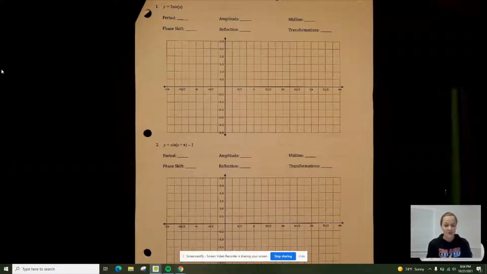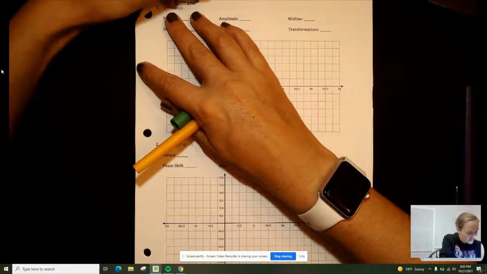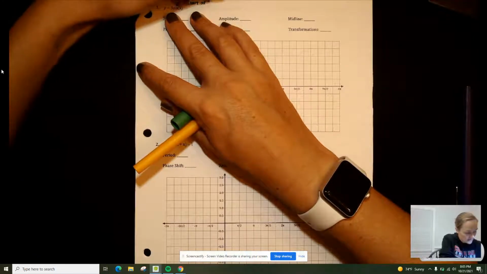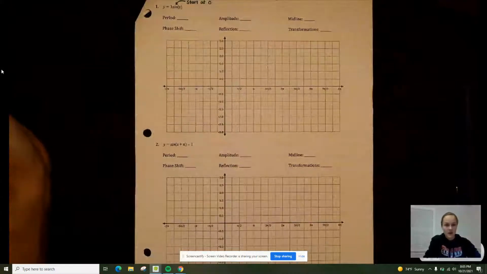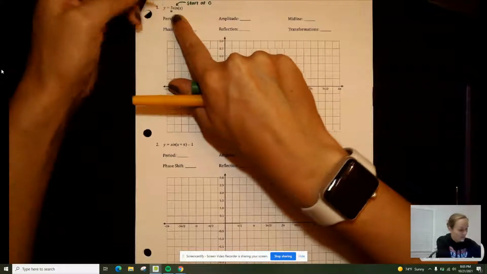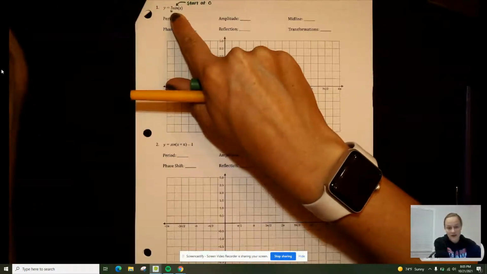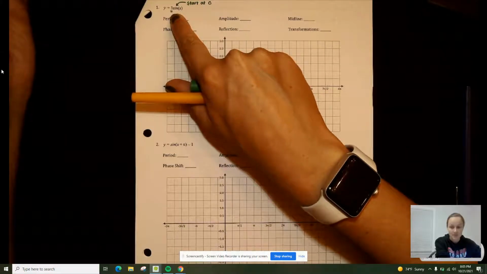So the first one I'm going to do is 3 sine of x. What you want to recognize is that the sine function is always going to start at 0. So I know I'm going to start at 0. The transformation I see is this 3 out in front, which is being multiplied and it's on the outside. So I know that that's going to affect the amplitude.